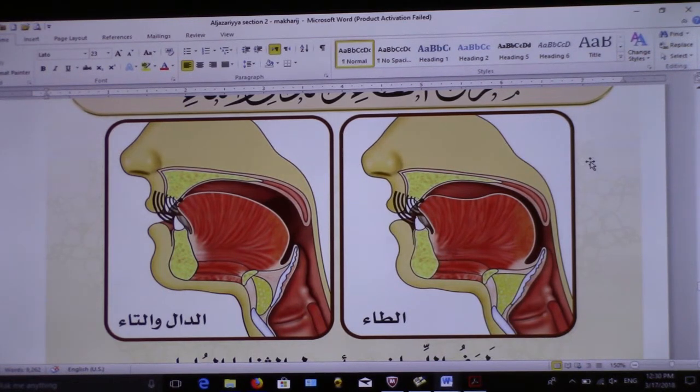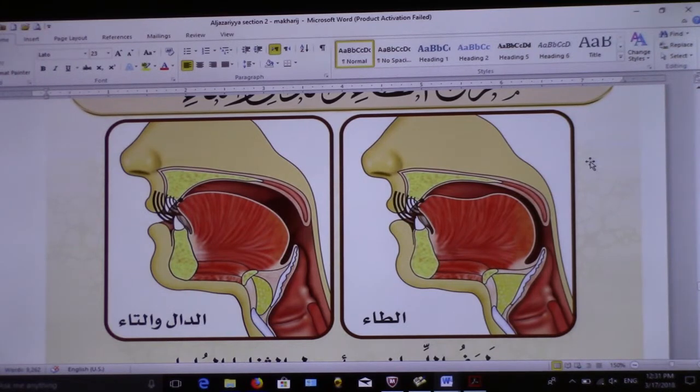First of all, we said the most important characteristic of the letters is what? Lightness and heaviness. Yalla, is the ta heavy or light? Heavy. So tell me which picture is the ta, on the right or on the left? On the right. Tamam? Why? Because the back part of the tongue is raised and the tongue is curved. Is the voice fine? Okay.